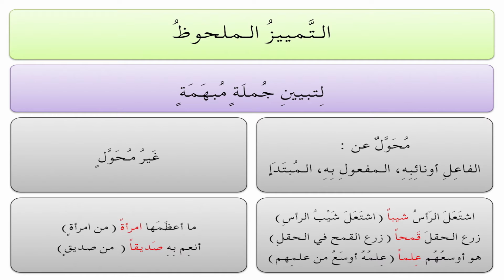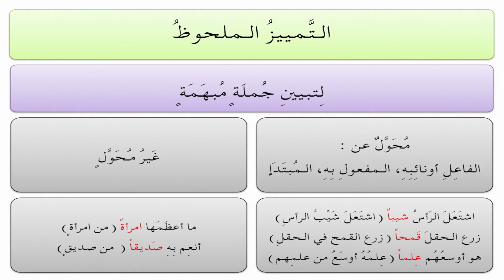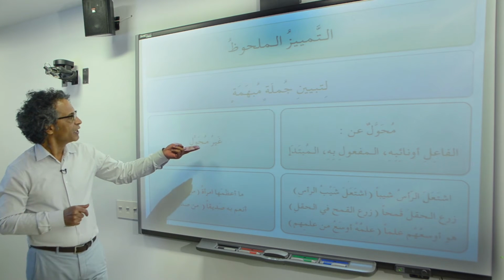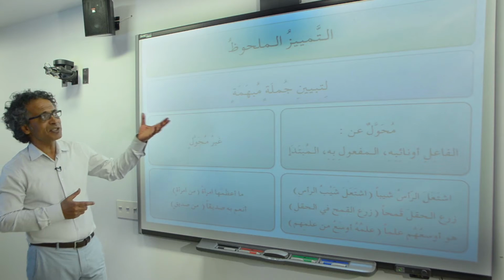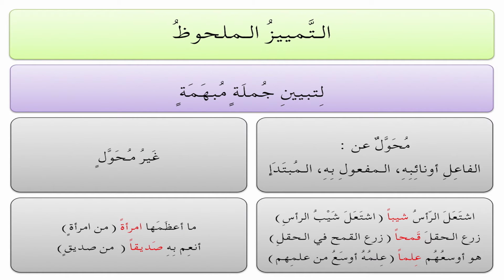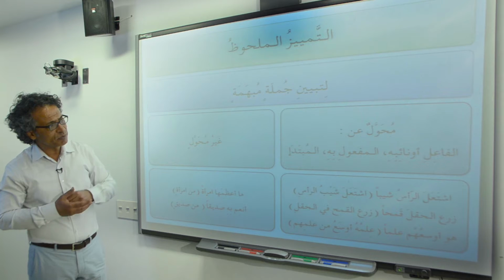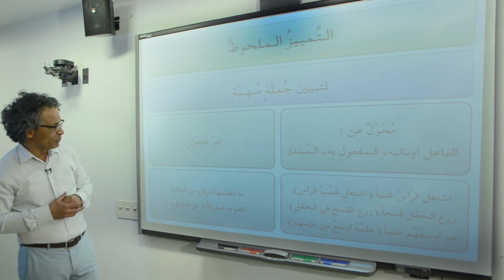هو أوسعهم علما. This is the مبتدأ. علمه أوسع من علمهم. His knowledge is wider than theirs. We turned the sentence and we said هو أوسعهم علما. Sometimes this is referred to also as تمييز المقارنة. صح؟ غير محول. Sometimes it's not transformed. It comes from other expressions and it's not transformed from فاعل أو مفعول به أو مبتدأ.